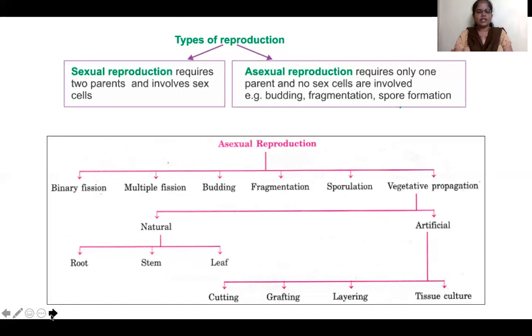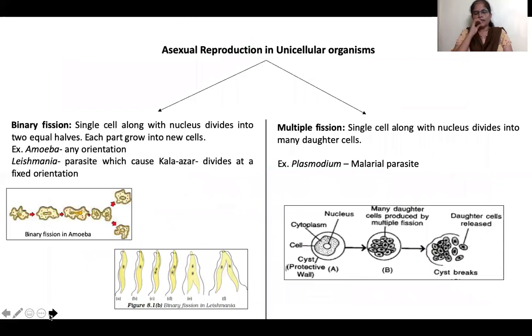Now let us see asexual reproduction in unicellular organisms. A unicellular organism is an organism having only one cell. In these unicellular organisms, two kinds of asexual reproduction happen: binary fission and multiple fission. What is binary fission? Here you can see the picture of an amoeba. We know the amoeba doesn't have a definite shape.